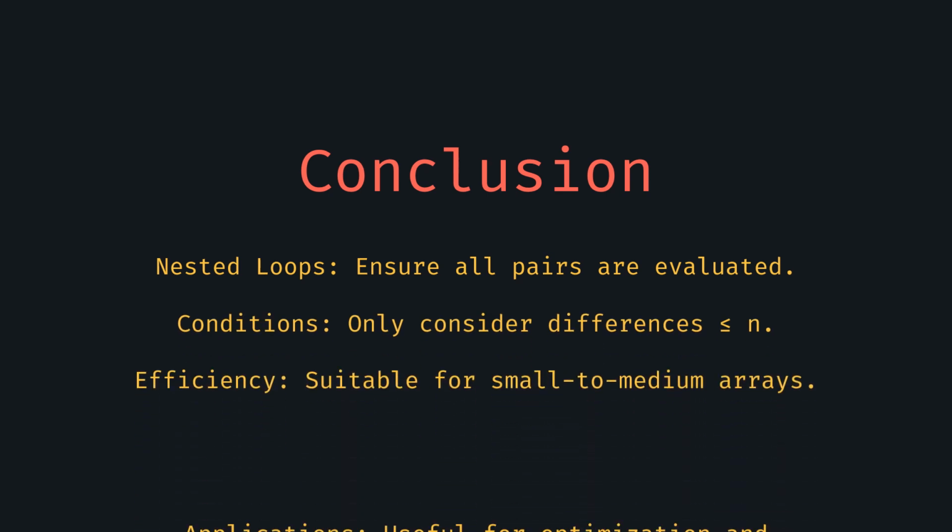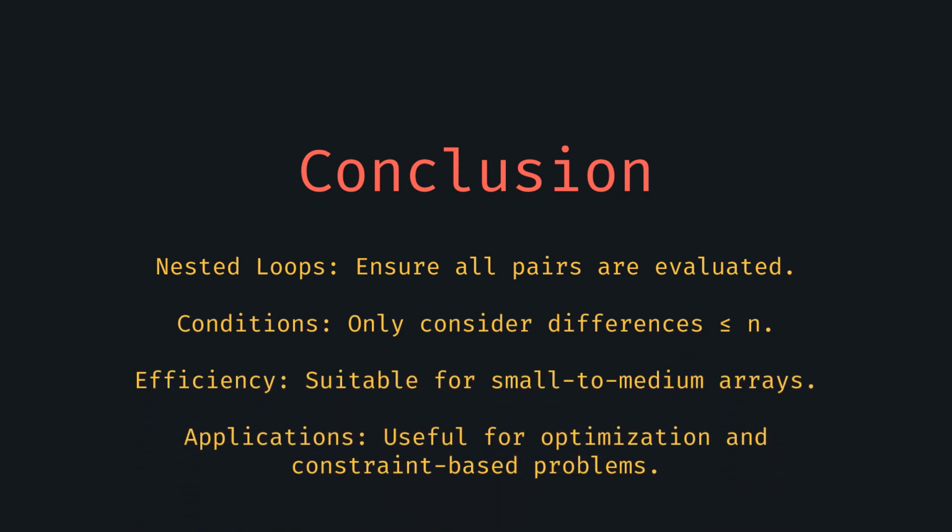In summary, this program effectively finds the largest possible absolute difference between two array elements within a given constraint. It's a great example of nested loops and conditional logic in action.